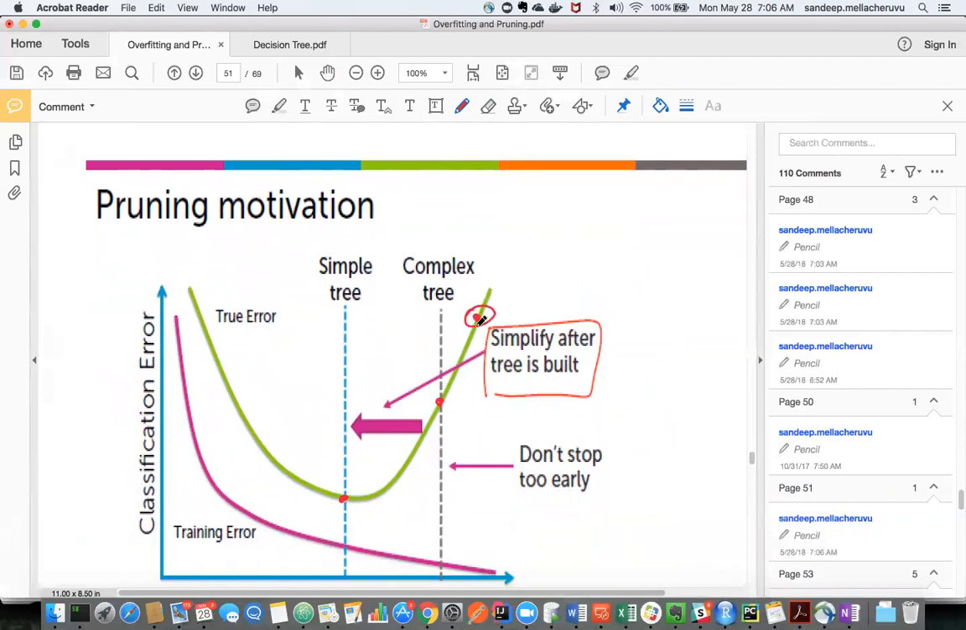So what you have to do, you have to keep on cutting. Maybe if you cut one branch, you are here. Another branch, you are here. Third branch, you cut, you are here. Likewise, you keep on cutting. Your error will come down. At some point, hopefully, you'll reach here. And at this point, if you even cut more, then what happens? Your training error again increases. So that is the point where you should stop.